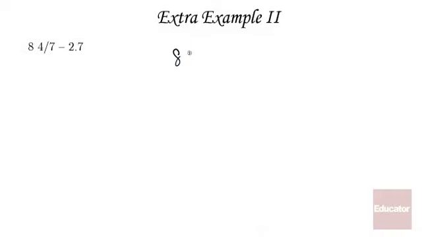Let's try 8 and 4 over 7, subtracting 2.7. 4 over 7 could be changed into a decimal. So let's try that. It doesn't go in. It'll go into 40.